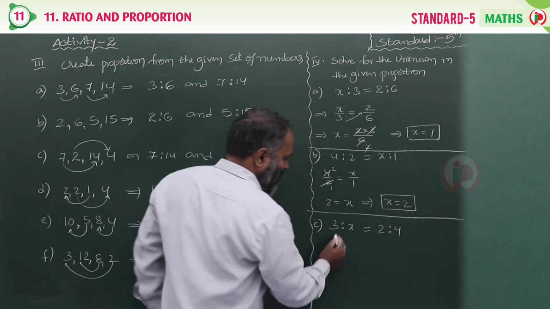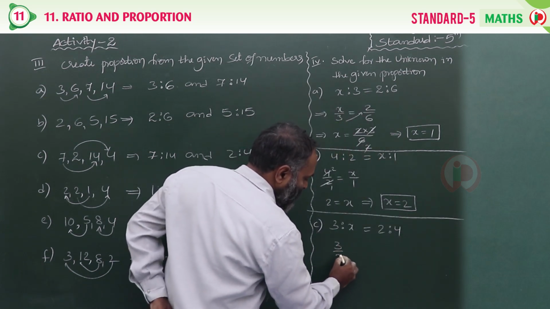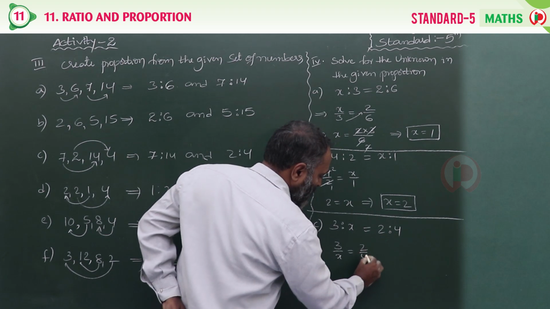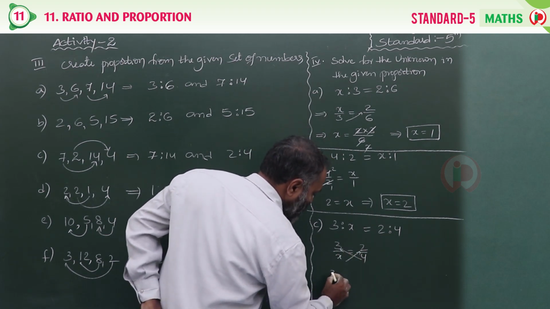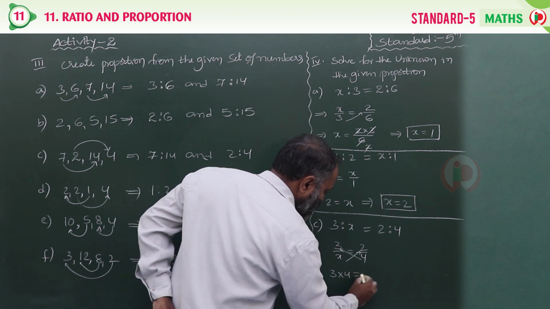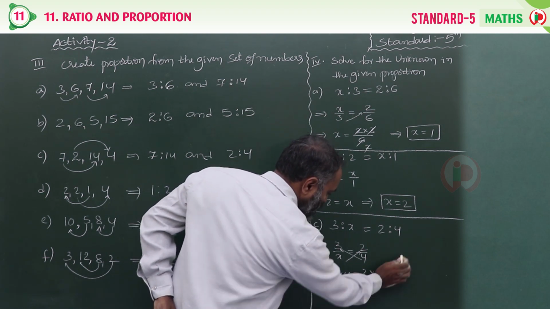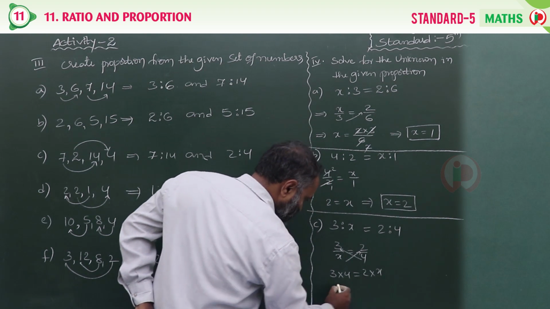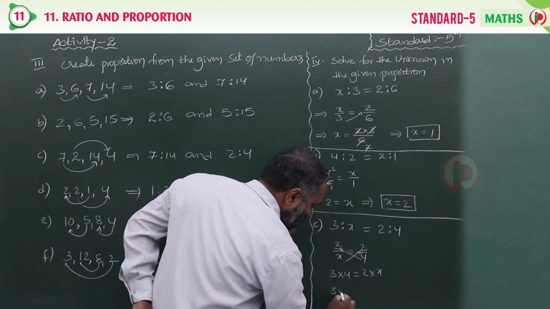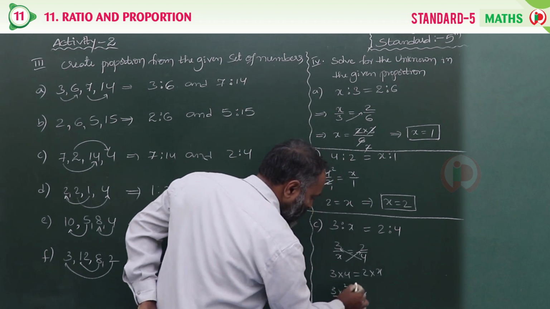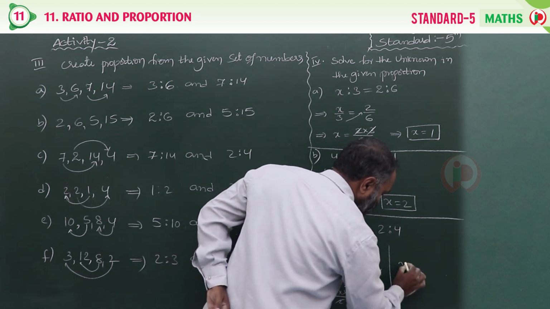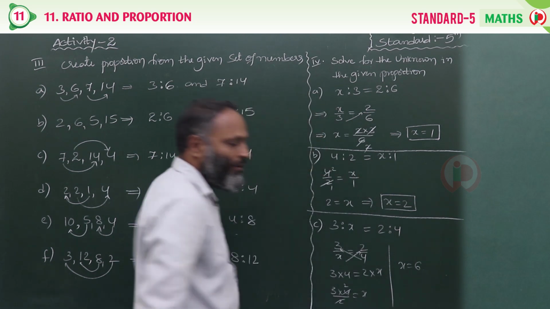Now here, 3 by x is equal to 2 by 4. Now cross multiplication. 3 into 4 is equal to 2 into x. Now you transpose 2 to the other side. 3 into 4 by 2 is equal to x. 2 2s are 4, 2 1s are 2, 3 2s are 6. Our x value is 6.